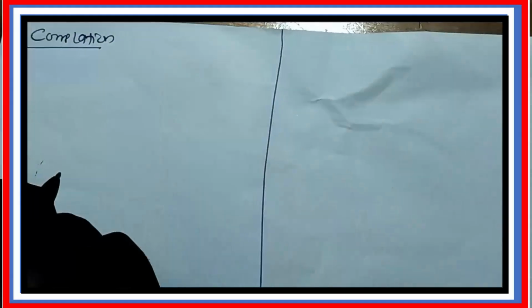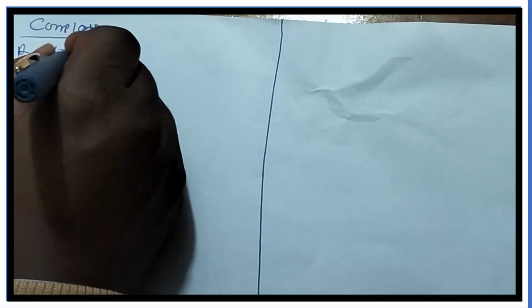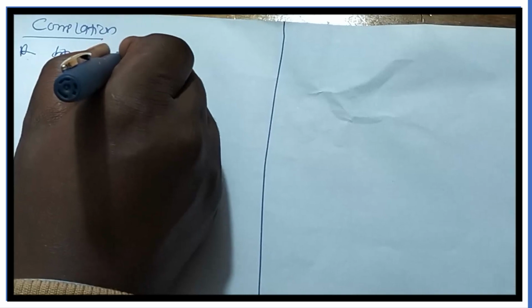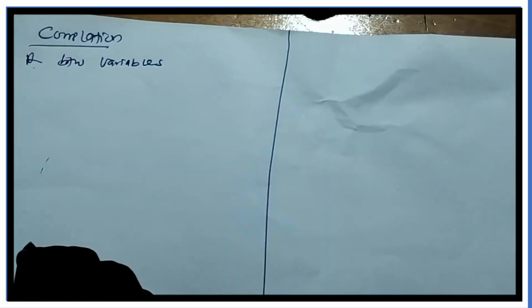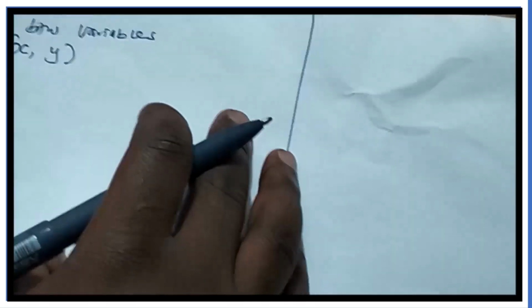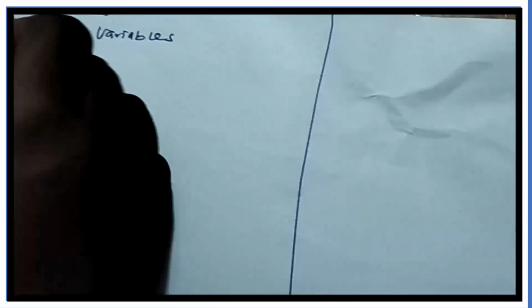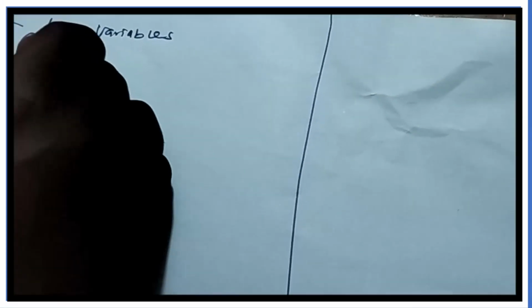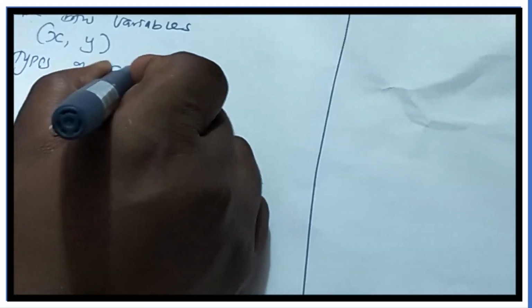Welcome to the class where we are going to look at correlation. When we talk of correlation, we look at the relationship between variables. When we talk of the relationship between variables, we talk of a situation where you may have a variable x and y. So we want to look at two variables. How are they related? In this case, it's better we look at types of correlation so that we can understand them.